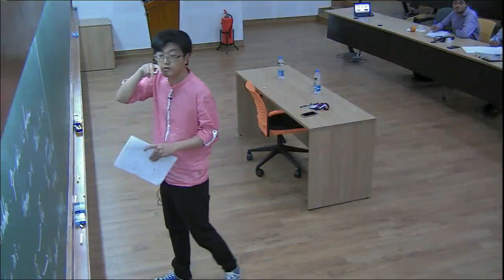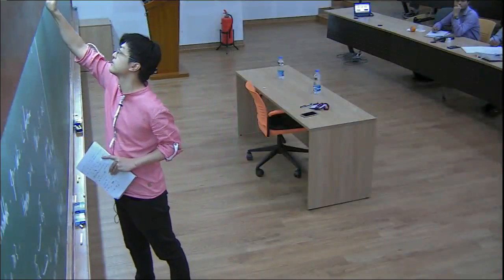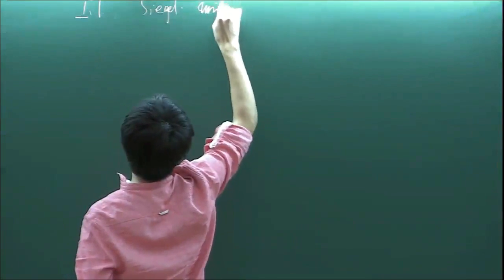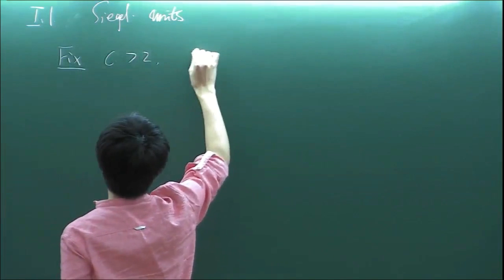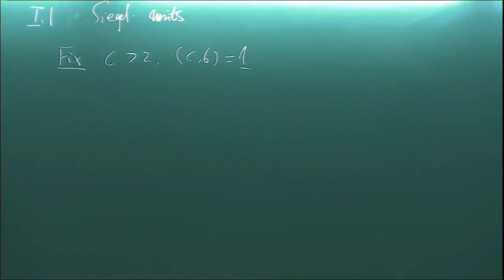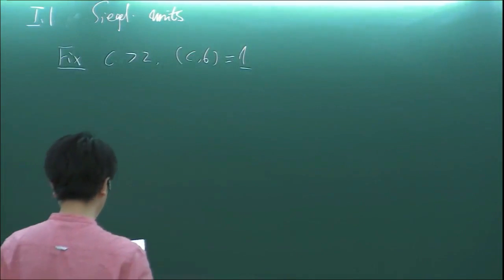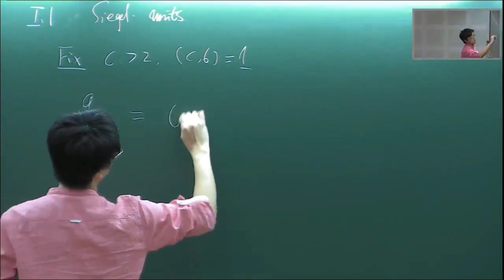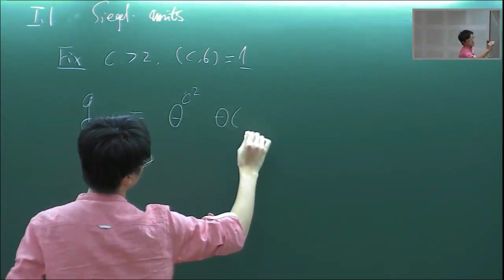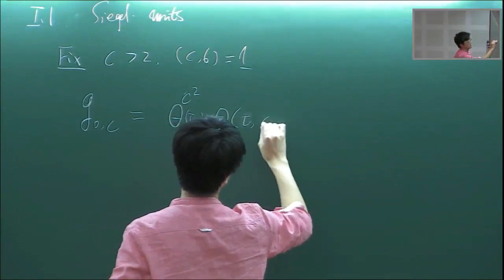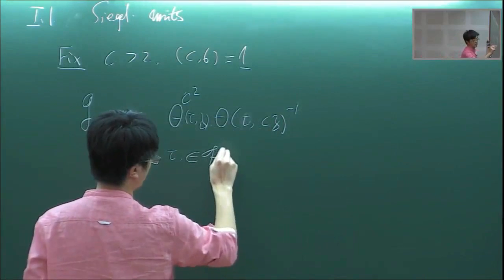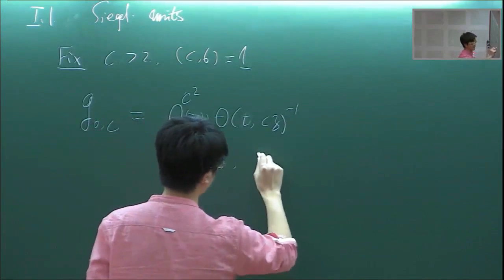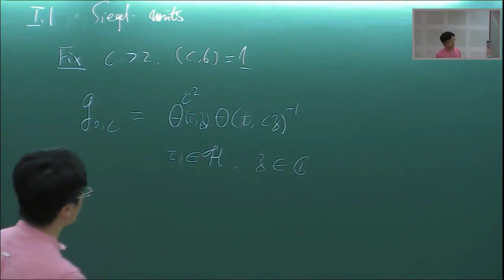So first let me recall the construction of the Kato Euler system in the presentation of Kato. We start with Siegel units. So first we take an integer c prime to 6, and we have this function, sorry, it's theta(tau, z) to the power c squared over theta(tau, cz), where tau is a variable in the upper half plane, and z is in C.